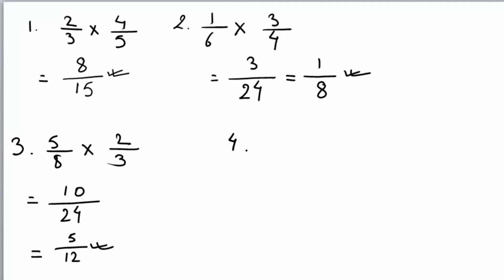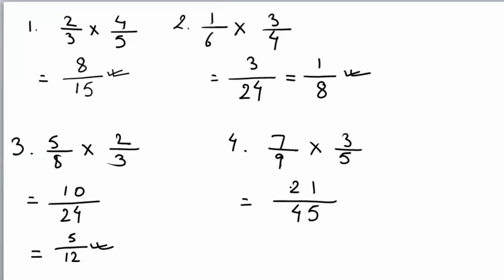Let's take one more. 7 over 9 multiply with 3 over 5. 7 times 3 is 21. 9 times 5 will be 45. Can we further break it down? Yes, we can do it.